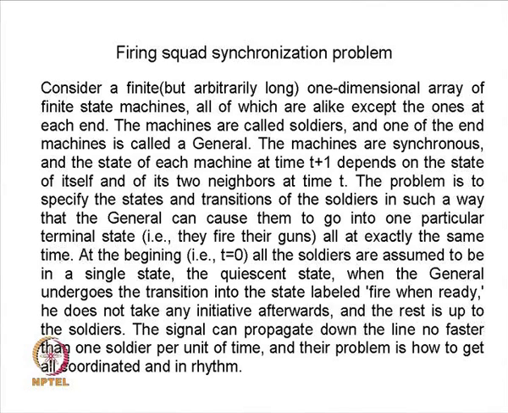Consider a finite one-dimensional array of finite state machines, all of which are alike except the ones at the end. The machines are called soldiers, and the machine at one end is called the general. The machines are synchronous, and the state of each machine at time t plus 1 depends on the state of itself and its two neighbors at time t. The problem is to specify the states and the transitions of the soldiers in such a way that the general can cause them to go into a particular terminal state, the firing state, exactly at the same time.